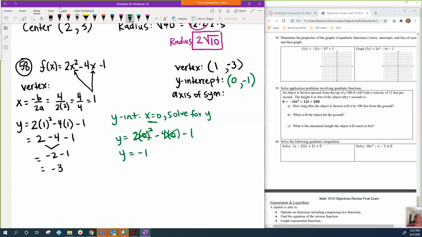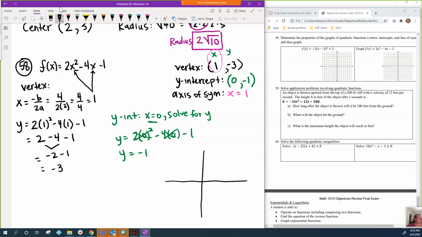Okay? And then my axis of symmetry can always be found by looking at whatever the x value is on my vertex. So I'm looking here, and I have to write it as an equation. That's where some people make mistakes too. I need to say x equals 1, because that is an equation. Let me show you now with the graph.